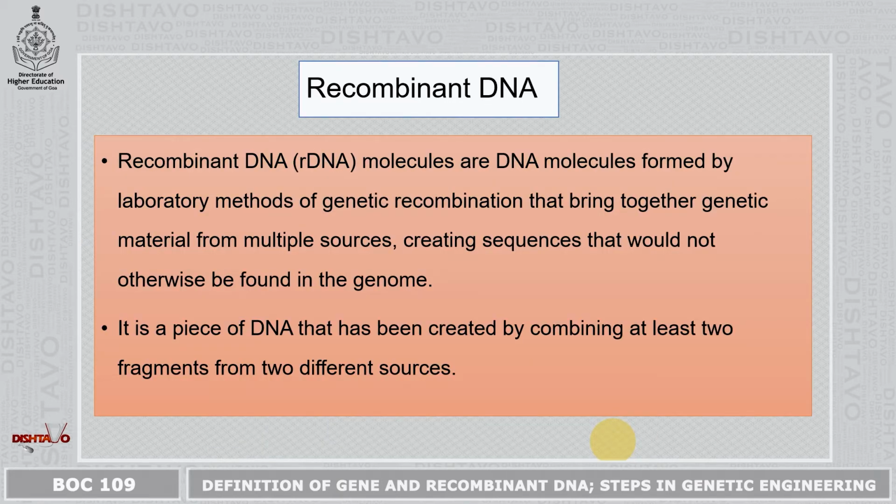Recombinant DNA. Recombinant DNA, or also abbreviated as rDNA, these are the molecules which are formed by the laboratory methods of genetic recombination that bring together genetic material from multiple sources, creating sequences that would not otherwise be found in the genome. It is a piece of DNA that has been created by combining at least two fragments from two different sources.